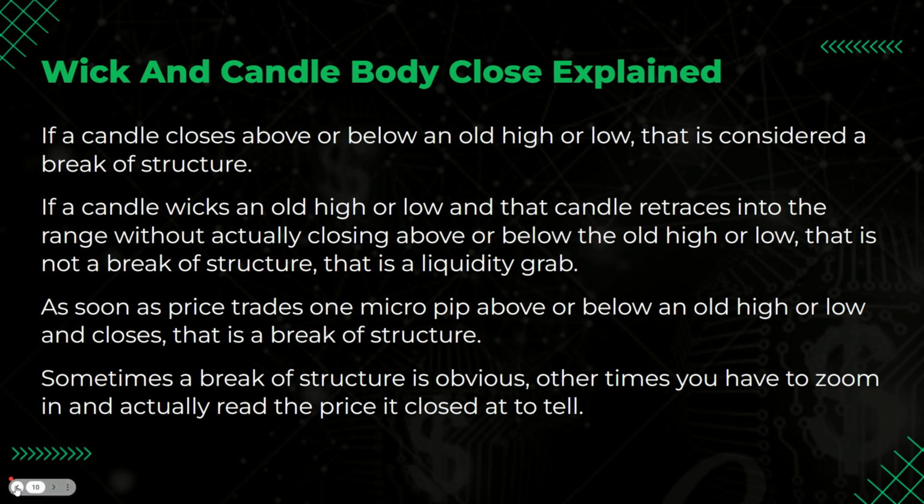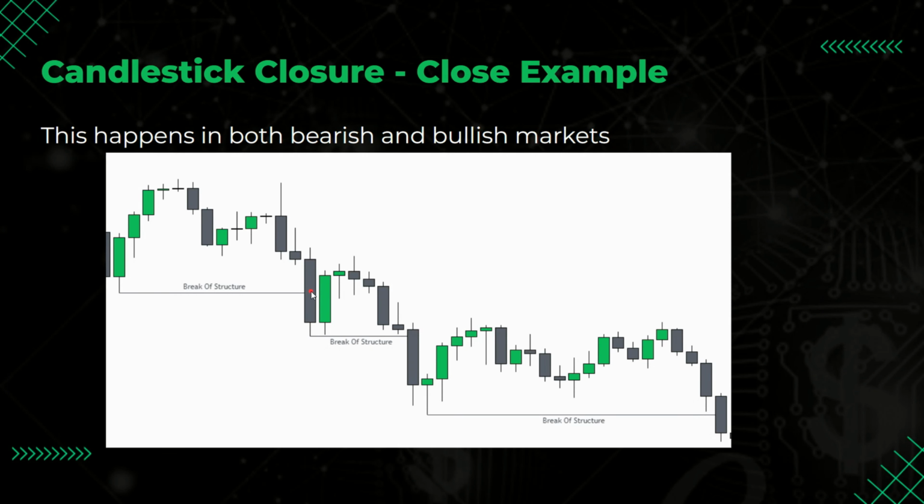So in some cases, it doesn't have to actually be so aggressive and close so far down, but we need to know this for our rules: even if it's just 1 micro pip down below this old low, so if you cut this candle in half and it's still closed below this old low, then that still counts as a break of structure.